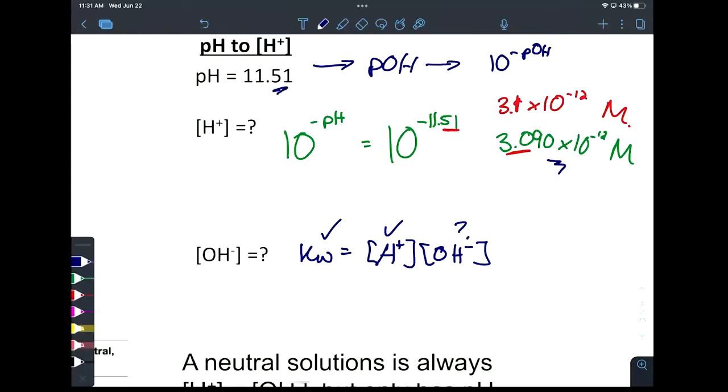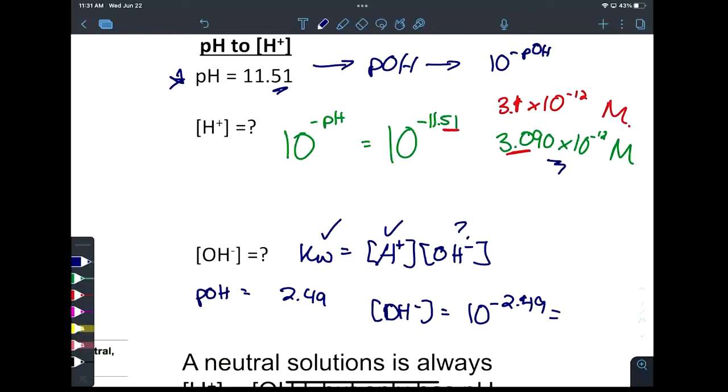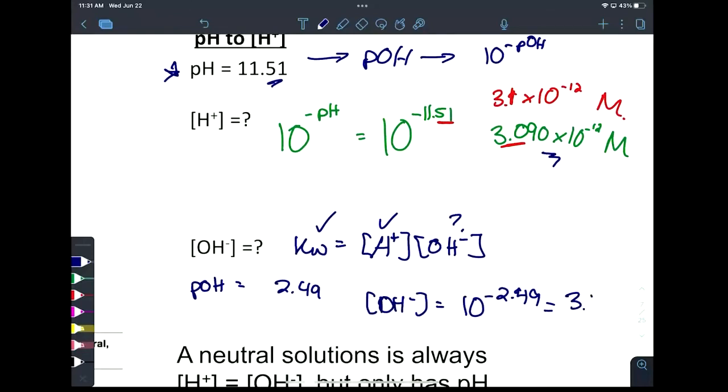I'll do the first one. So pOH here, 14 minus 11.51, pOH equals 2.49. So that means our OH concentration is equal to 10 to the negative 2.49, whatever that is. 10 to the negative 2.49 equals 3.2 times 10 to the negative 3 molarity OH minus concentration.